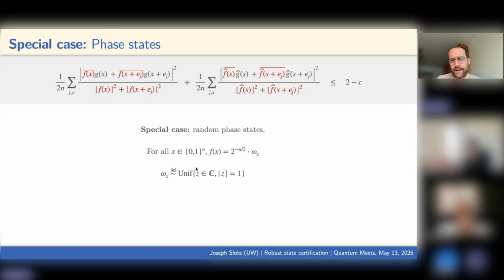So for each ket x in the standard basis, f of x is 2 to the minus n over 2 times a uniformly random point on the unit circle. So it's not a binary phase state. It's not an F_q phase state. It's literally in each coordinate some complex number of uniform size. So we want to show that for almost all f of this kind, this uncertainty principle holds.